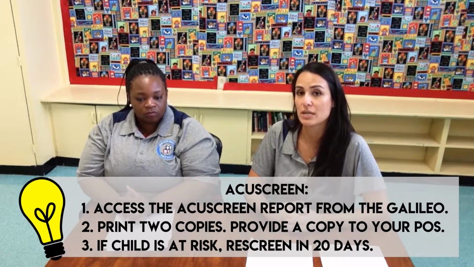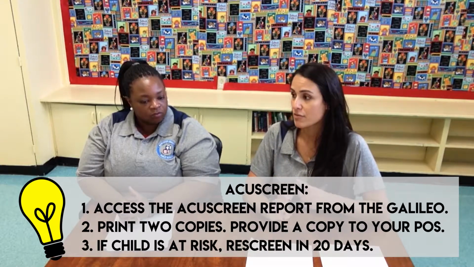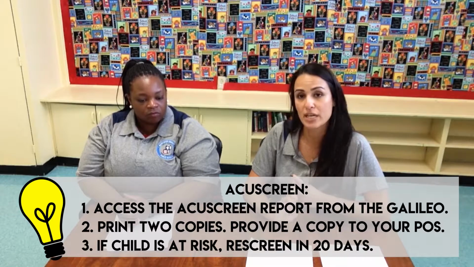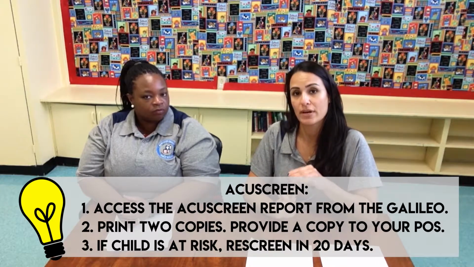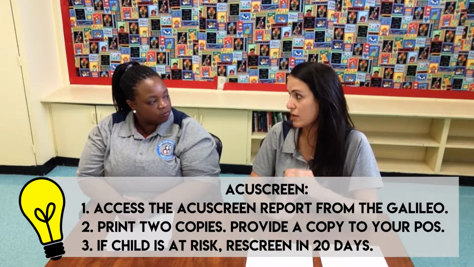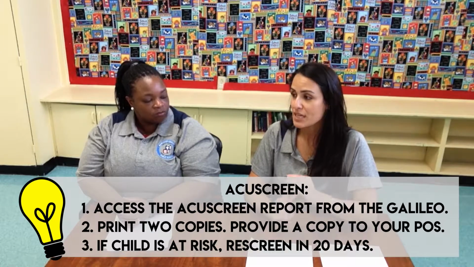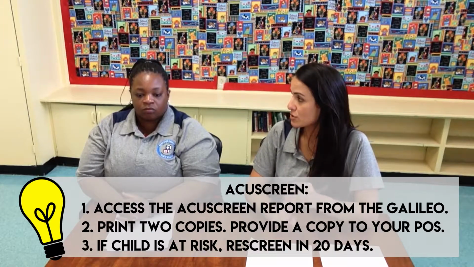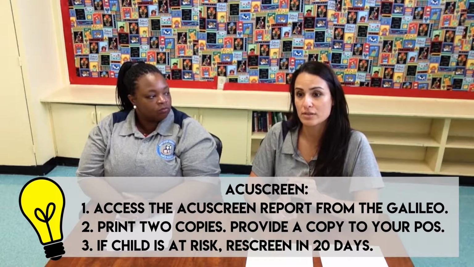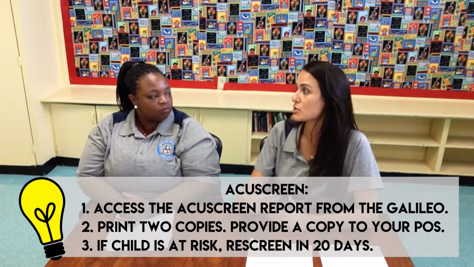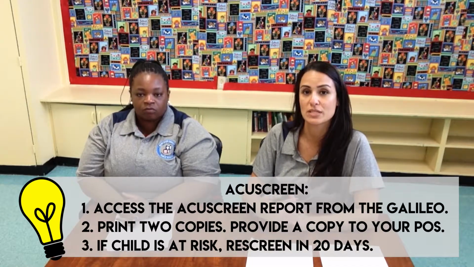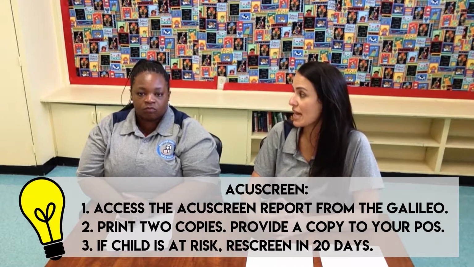So that report you're going to print 2 copies of. One for yourself, for you to keep in your education binder, and one for your parent outreach specialist at your school to file in the Head Start file. If that child is at risk for a developmental delay, and you're going to see that on the report, you have to rescreen that child within 20 days. So the rule is within 20 days you will rescreen on the AccuScreen if that child is found at risk.